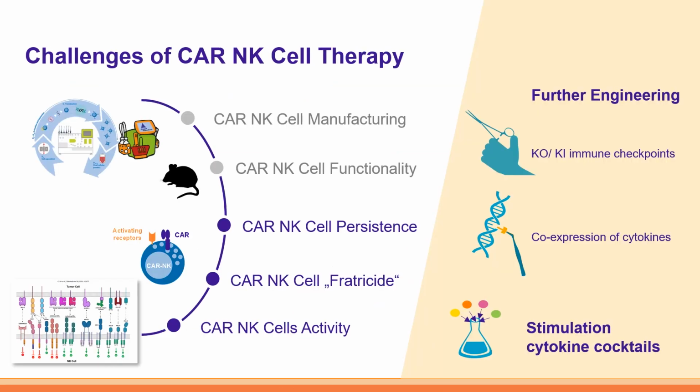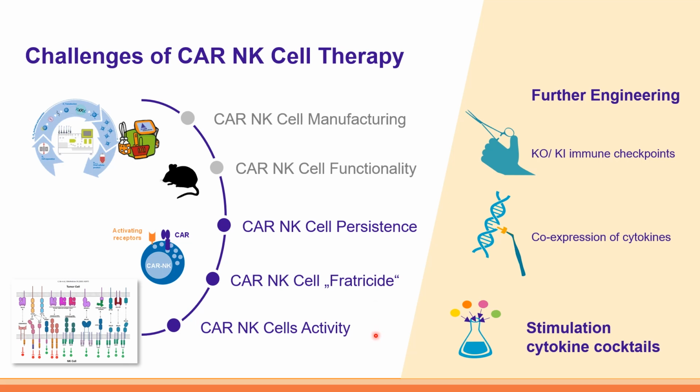This brings me to our next topic, the challenges of CAR NK cell therapy. Despite manufacturing and functionality, one of the major challenges is the persistence after adoptive transfer. Furthermore, there is the activity of the CAR NK cells, and also the situation that you can have if you use a tumor target that is also expressed on the NK cells or upregulated during the culture. Then you have a phenomenon which we call fratricide, when the CAR NK cells actually kill other CAR NK cells or NK cells. And there are different ways this can be addressed.